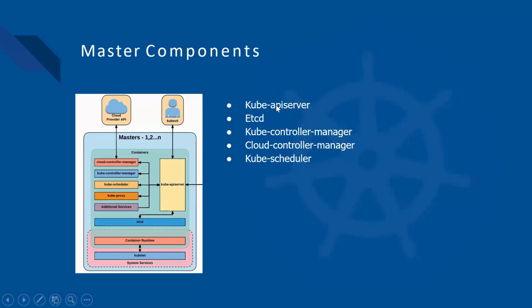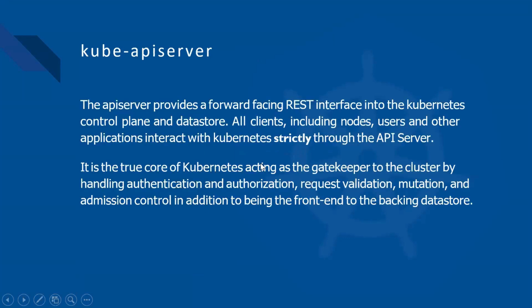These are the components: kube API server, etcd, kube controller manager, cloud controller manager, and kube scheduler. First, let's discuss the API server. The API server provides a forward-facing REST API interface into Kubernetes for the control plane and the data store. All clients, including nodes, users, and other applications, interact with Kubernetes directly through the API server. As the name suggests, it's the true core of Kubernetes.